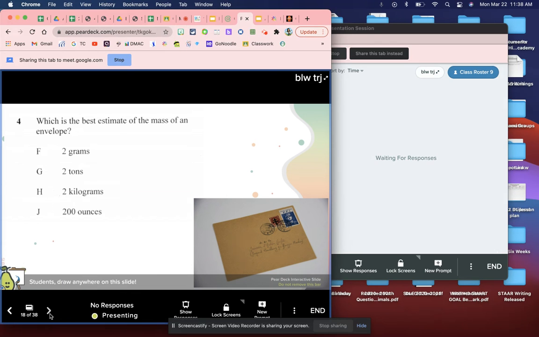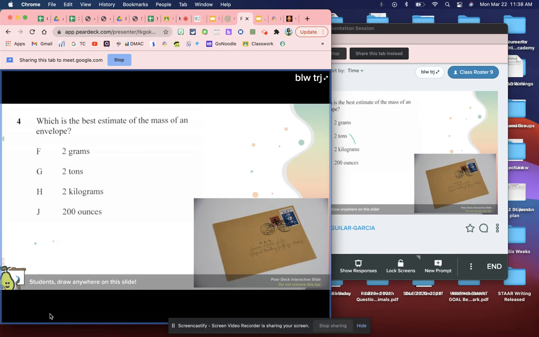What is the estimate of the mass of an envelope? Mass. Mexico. Mass. Mexico. What do they use in Mexico? Grams, kilograms. So what's my answer?